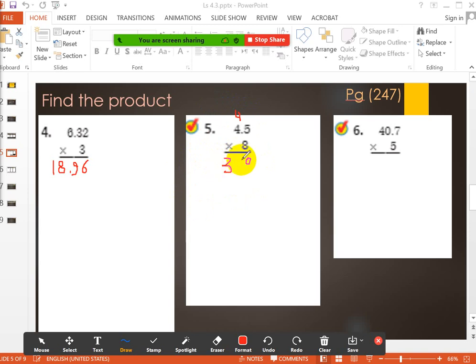Now could you please tell me where the decimal point will be? The answer will be what? 36.0 Very good. So I have to move the decimal point only one digit, because I have only one digit after the decimal point, so it will be right here. Thank you so much, Fatima.